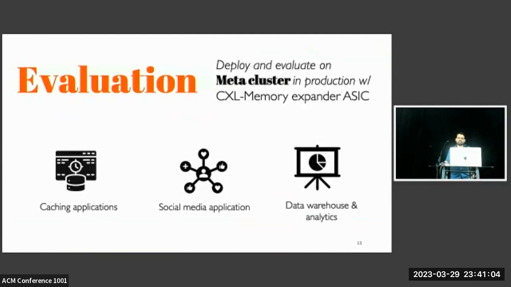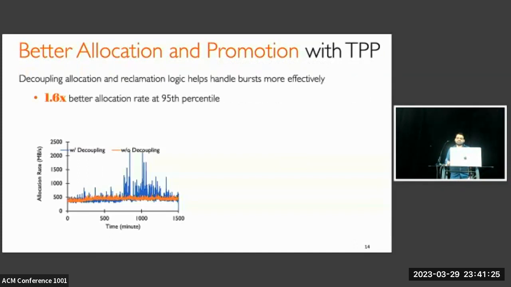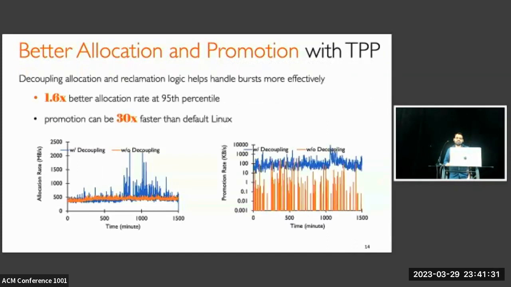In terms of evaluation, we run 4 different types of applications across 3 main service domains in the Meta server fleet. We use 2 prominent caching applications, 1 social media, and 1 data warehousing application. In our evaluation, we find that TPP's optimized allocations and data movement policy can handle bursts even more effectively. Because of this watermark decoupling, TPP allocates 1.6 times more pages to the faster tier memory node. And always having a free headroom in the fast memory tier allows more promotions of trapped hot pages to happen. So promotion in TPP is 30 times faster than its counterparts.